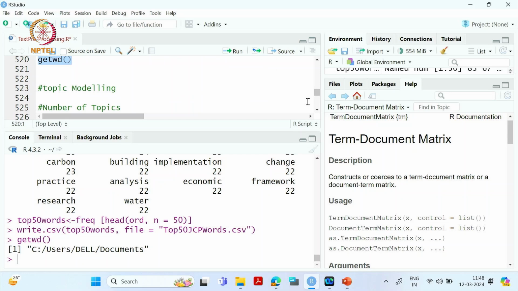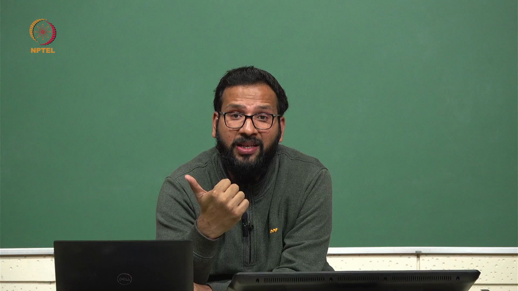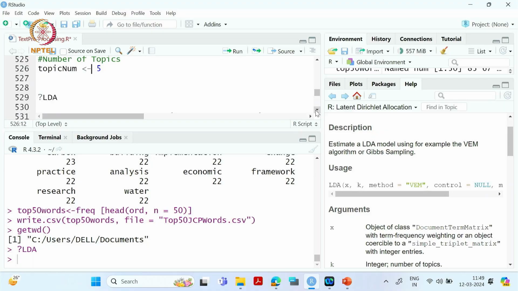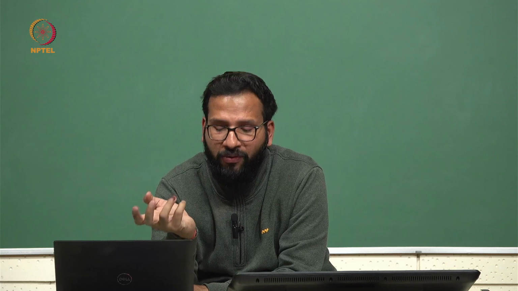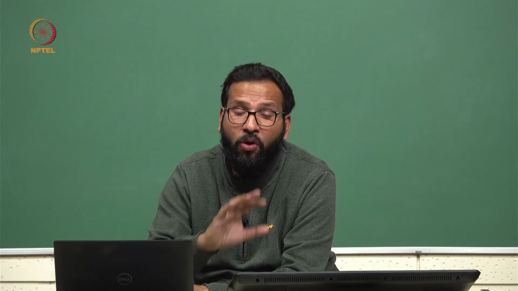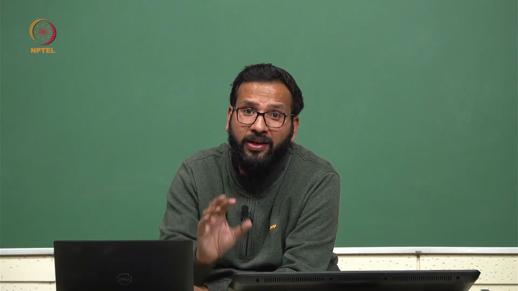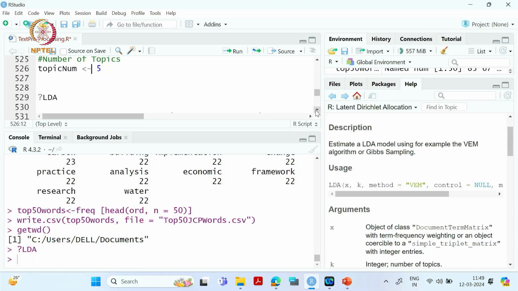So now we will be doing the topic modeling. Okay. So for topic modeling, the first thing we have to give is the number of topics. So let us assume that we are taking the number of topics to be 5. Okay. So we want to label all 50 documents within these 5 topics. So to do the topic modeling in R, we are using the package topicmodels, and inside that we have the function LDA, because we are using the LDA algorithm.